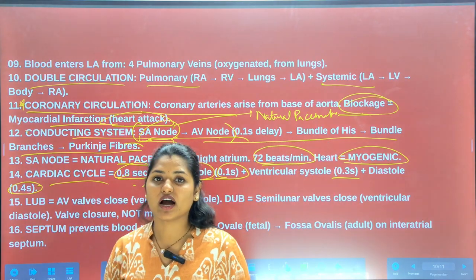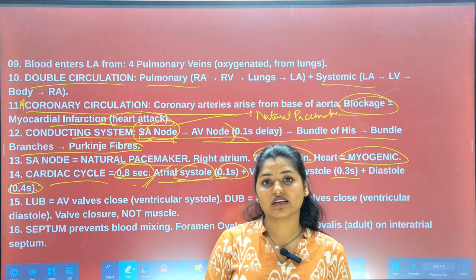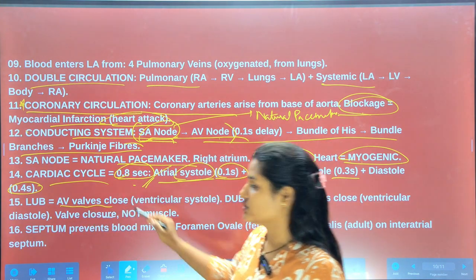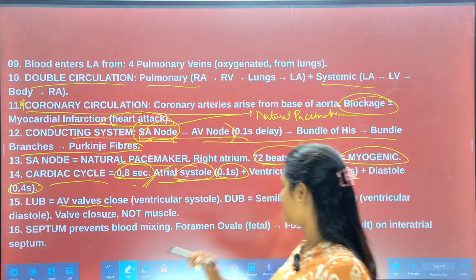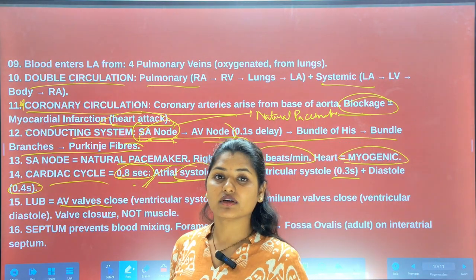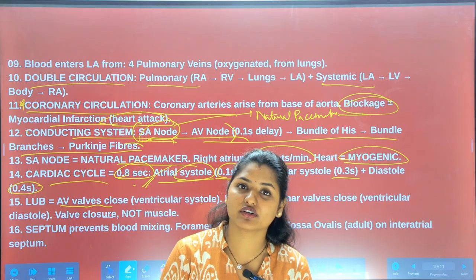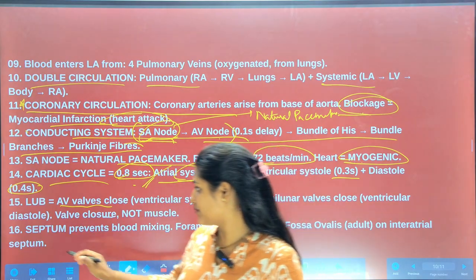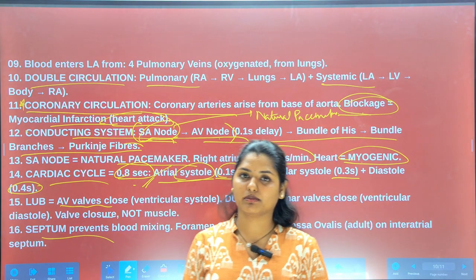Now coming to the heartbeat sound, that is lub dub. Lub comes due to the closing of the AV valves. AV valves means tricuspid and bicuspid valves. And dub comes because of the semilunar valves, that is the pulmonary semilunar valve and aortic semilunar valve. And here, the septum. Why is the septum required? The septum prevents the mixing of blood.